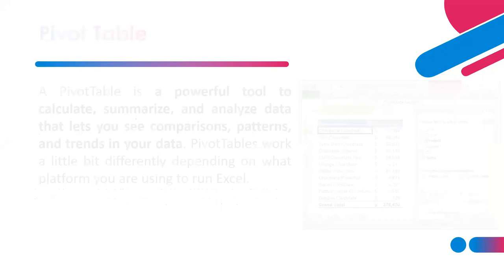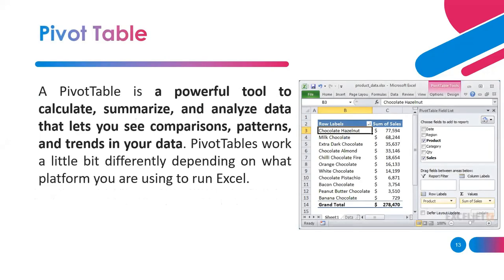Apart from tables, you also come across pivot tables. A pivot table is a powerful tool that you can use to analyze your data. You use it for calculation, to summarize, to show trends, and to show comparison patterns. This is an example of a pivot table. This is how a pivot table looks. If you want to do data visualization and the likes, you can use pivot tables and pivot charts.